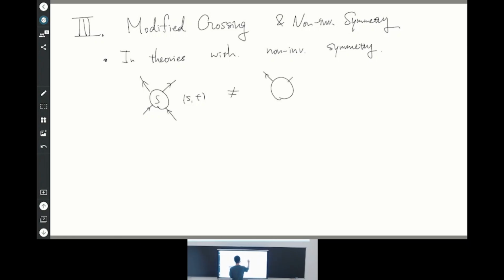So the punchline of what I'm going to talk about in the remaining 25 minutes or so is that in some theories with non-invertible symmetry, there are actually examples in which the S matrix seems to violate the usual crossing symmetry. And more precisely, I'm going to talk about integrable flows in 1 plus 1D to gapped phase.